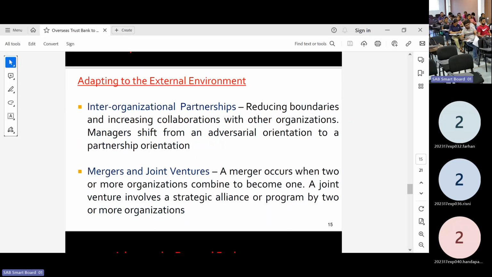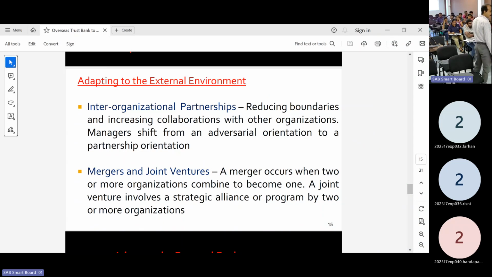Right, then another thing is having inter-organizational partnerships. That's what I mentioned. This is in the academic area or educational sector. Experts from another institution in the same sector should have been contacted to prepare that curriculum. It has happened here. That is called inter-organizational partnerships: reducing boundaries and increasing collaborations with other organizations.